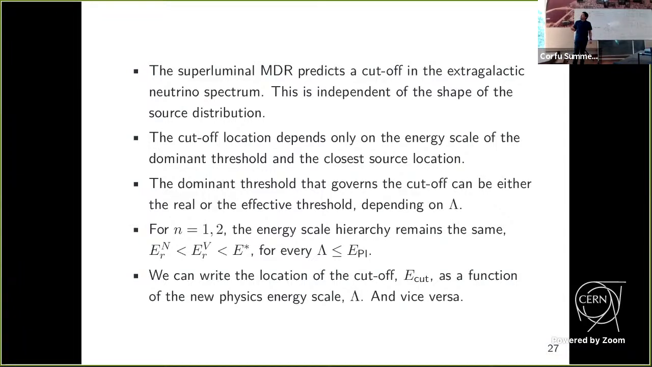Then the dominant threshold that governs the location of the cutoff can be a real threshold, but can also be an effective threshold, depending on the value of the scale of new physics, as we have said before. But fortunately, for a scale of new physics below or equal to the Planck scale, the hierarchy of the energies is the same. So the location of the cutoff is always governed by the neutrino effective threshold.